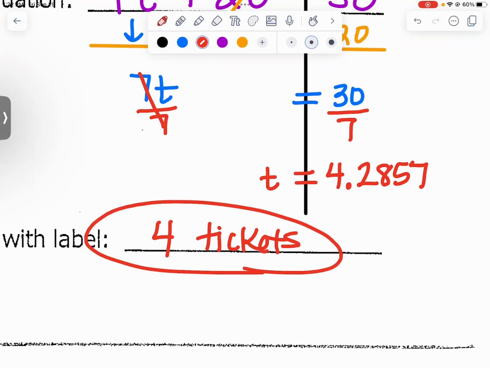Okay, we cannot buy 0.28 of a ticket. Now, if this represented money, we could round to 4.29, but this doesn't represent money. We said that T represented the number of tickets. So we can only buy 4 tickets.